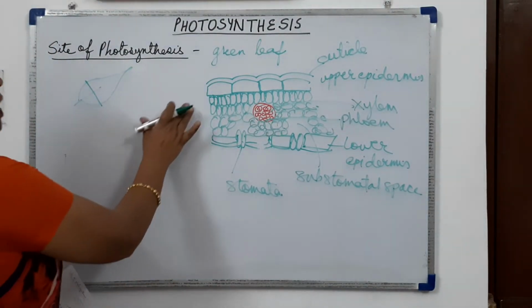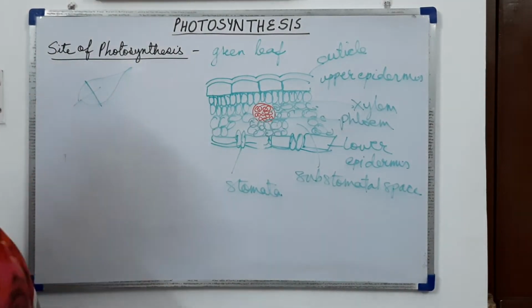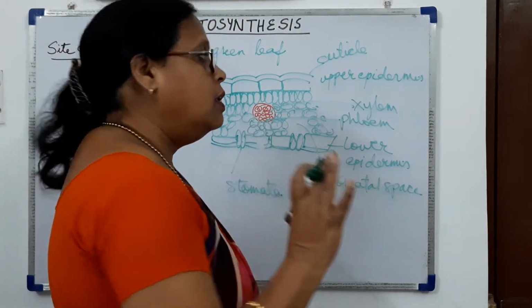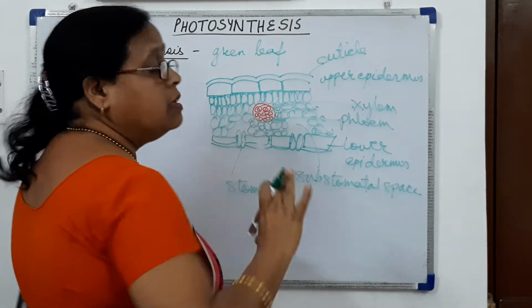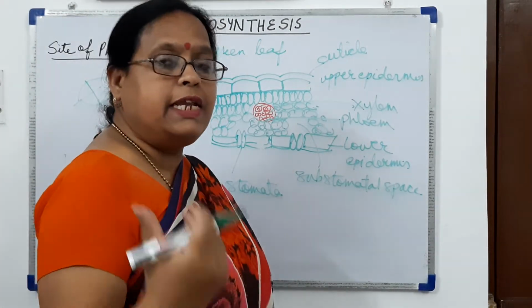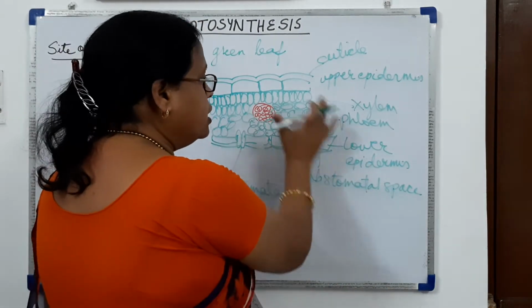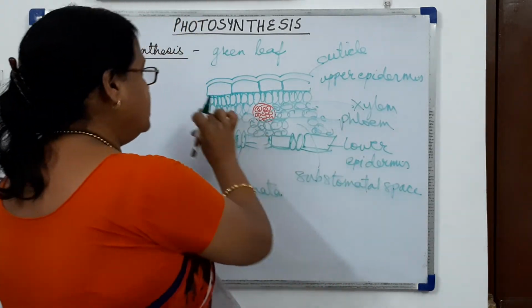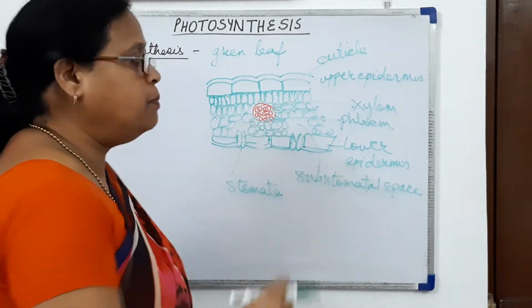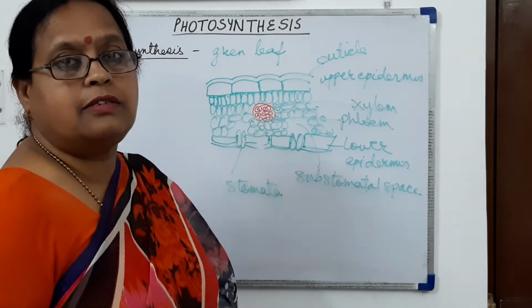So why do we call it mesophyll tissue? Because it is in between the cells of the leaf. Now, phyll means leaf, and these are the cells between the two epidermal layers. So we call them mesophyll cells.